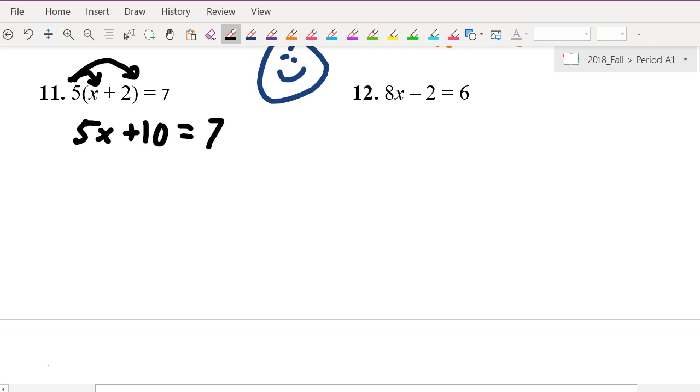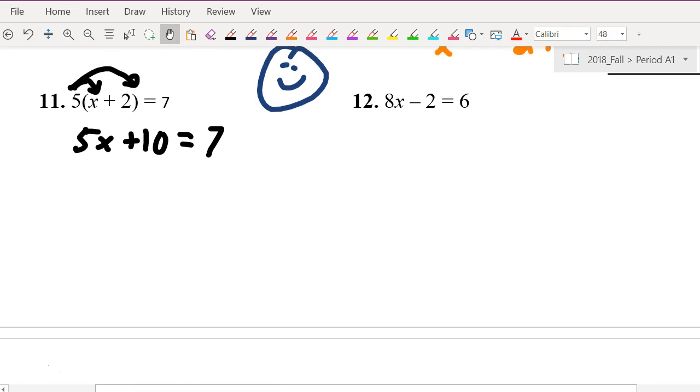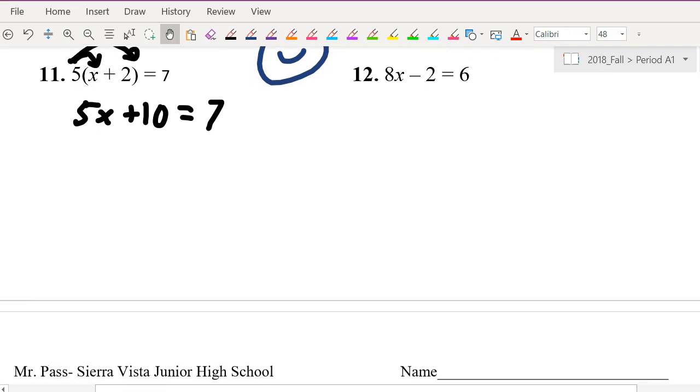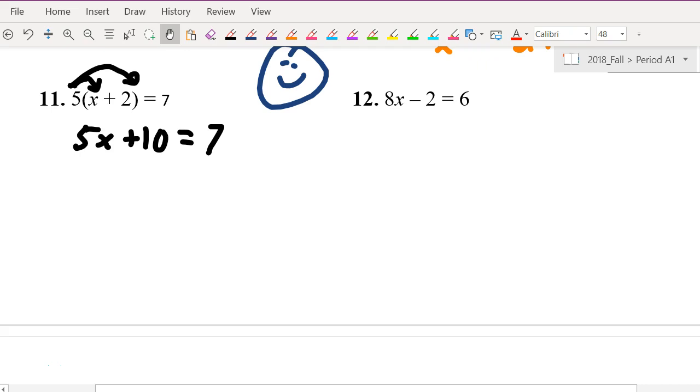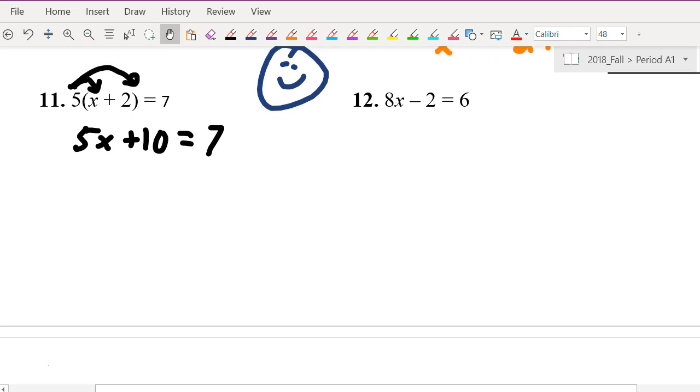We multiply. All right, now let's go down to the back side. Wait, what? 5x plus 10 equals 7. Actually, your answer on this is going to be a fraction. Yeah, it's going to be 3/5, I believe. You want me to do it?